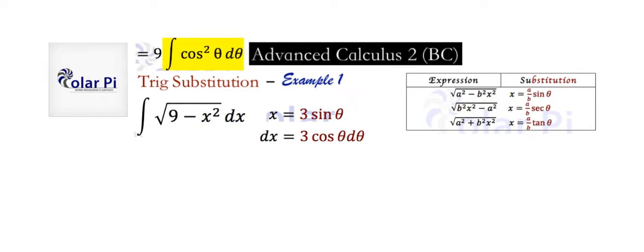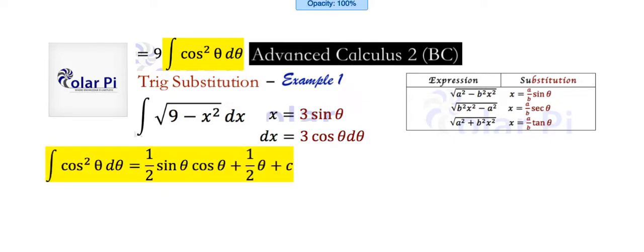Now, I've already made a video about how to integrate cosine squared theta, so I'm not going to do it here all over again. I'll just link that video below this one. But if you do it correctly, the integral of cosine squared theta d theta should be 1/2 times sine theta cosine theta plus 1/2 theta plus c. Remember, our integral started off with x's, so we need to get back to x's. So our answer is not just 9 times this here.